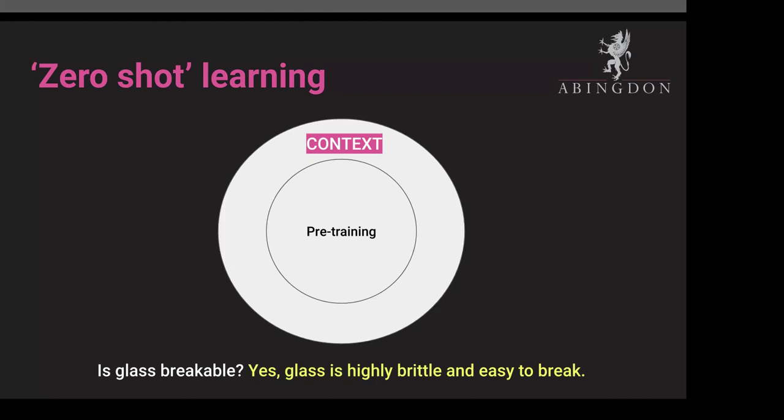The fact that you could say something like, "Is glass breakable?" and get out of it, "Yes, glass is highly brittle and easy to break." And yet you had not trained it on those statements. It wasn't in its training guide. It just learned this itself.